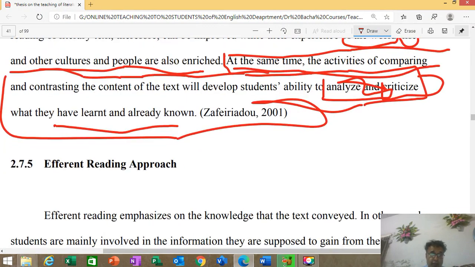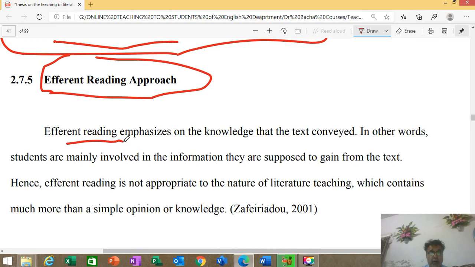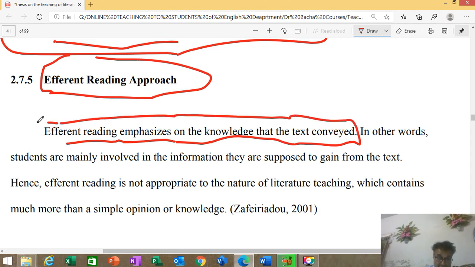And then we have the efferent reading approach. Efferent reading approach. Efferent reading emphasizes the knowledge that the text conveys. All right, it actually what? Such reading mostly gives focus on the knowledge which the text conveys.